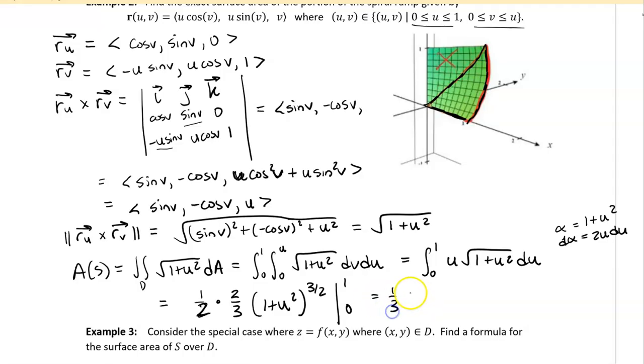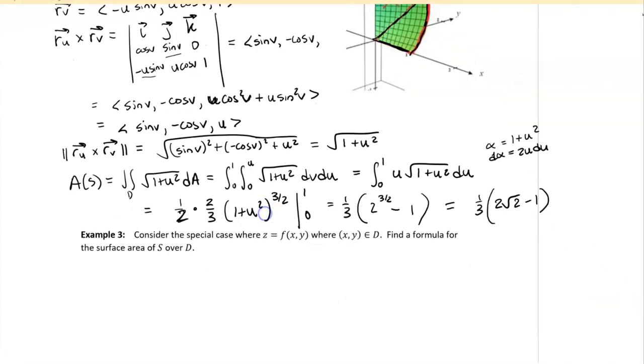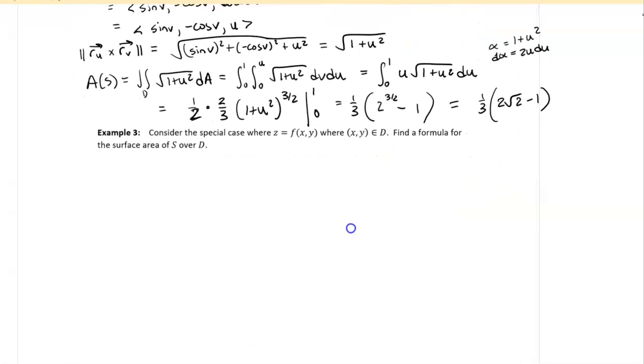So that is 1/3 times, plugging in 1, we get 2 to the 3/2, minus, when we plug in 0, we get 1 to the 3/2, that's just 1. Really can't write that a whole lot better. Maybe you want to do 1/3 times the quantity 2 root 2 minus 1, but whatever. Doesn't look all that much better now, does it?